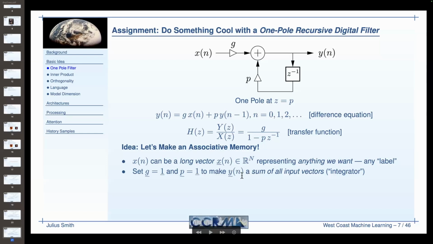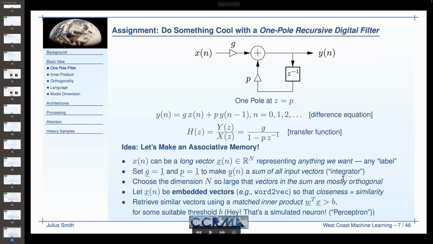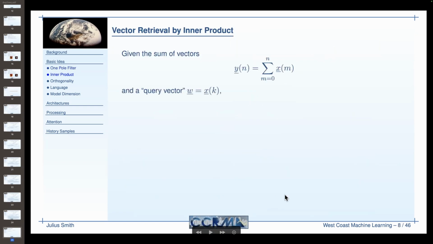That means the output Y is just a sum of all the inputs. And so that's a digital integrator. And it's not leaky, meaning that it just keeps growing. The vectors just keep piling up in there. And so the idea is that that's going to be our memory. And then we can retrieve the vectors using the inner product. We'll choose the dimension N so large that the vectors are mostly orthogonal, so that an inner product will be able to retrieve them without a lot of interference. And in order for this to be an associative memory, we want the vectors to be from an embedding that's reasonable, like word2vec, where geometric closeness is similarity in meaning. So similar words are located close together in the space. And so that's the basic setup. Let's see what we can do with this.